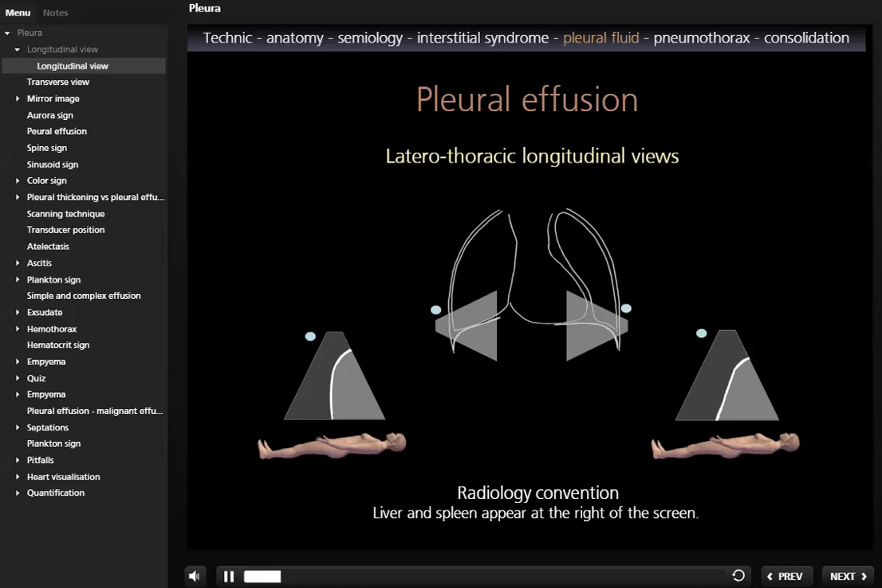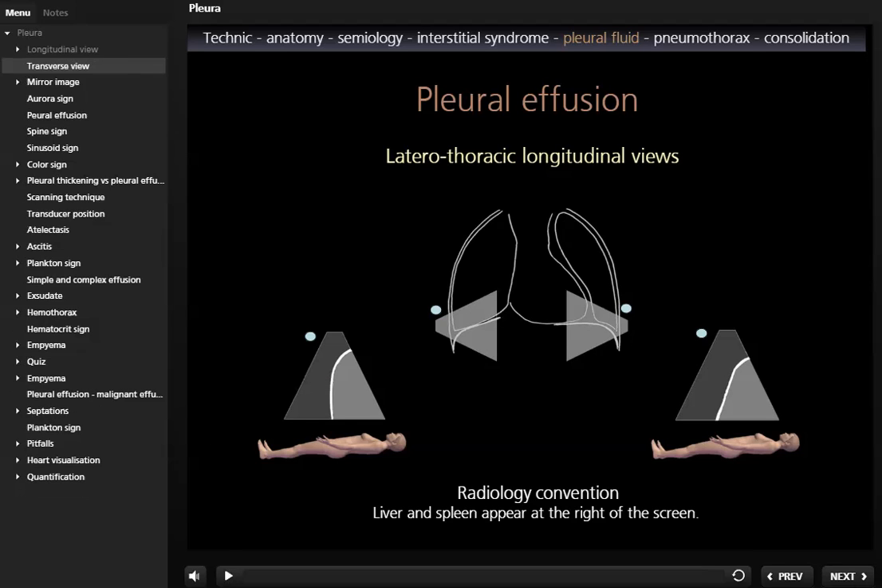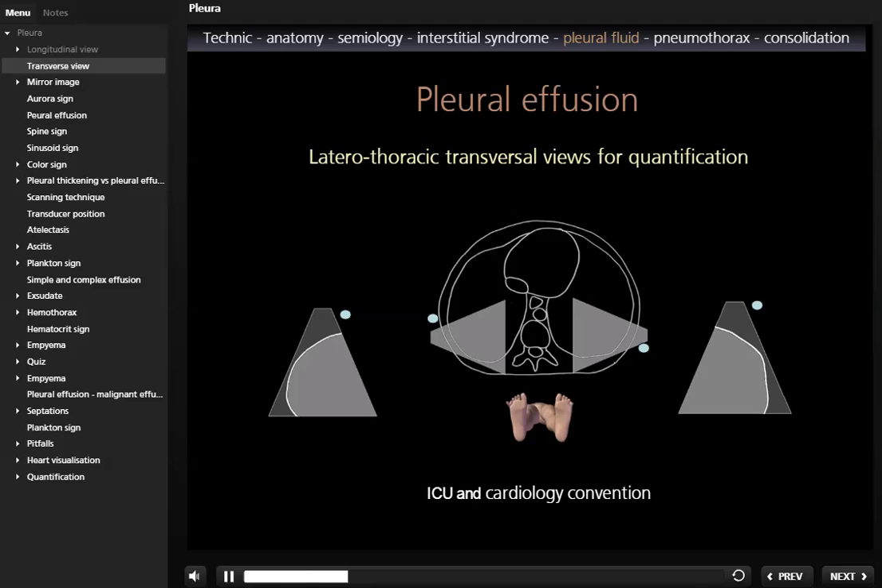When looking for pleural effusion in longitudinal view, according to radiologist convention, the index marker is directed toward the head in longitudinal view, and the marker is on the right of the screen. Liver and spleen appear at the right of the screen of the echograph. In transverse view, the marker is directed toward the left side of the patient. The image corresponds to the CT view.